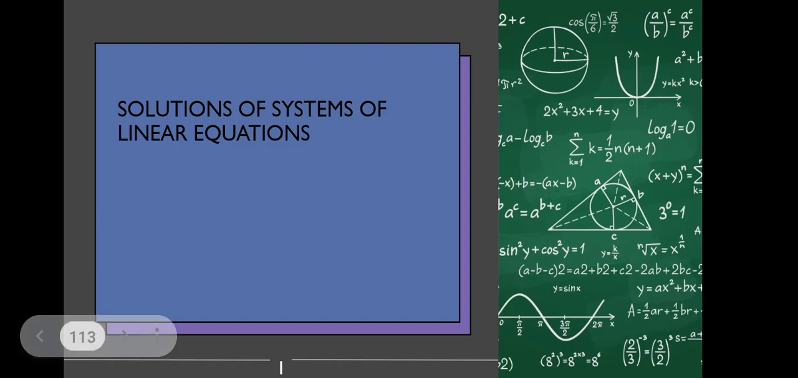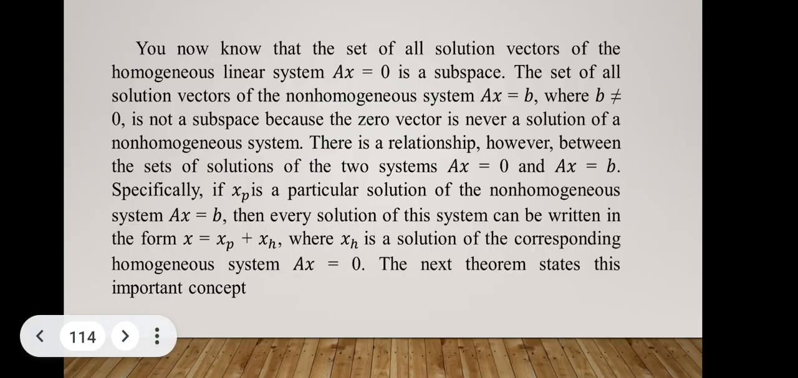So what is this topic all about? Let us recall that the set of all solution vectors of the homogeneous linear system Ax = 0 is a subspace. The set of all solution vectors of the non-homogeneous system Ax = b, where b is not equal to 0, is not a subspace because the 0 vector is never a solution of a non-homogeneous system. There is a relationship, however, between the sets of solutions of the two systems Ax = 0 and Ax = b.